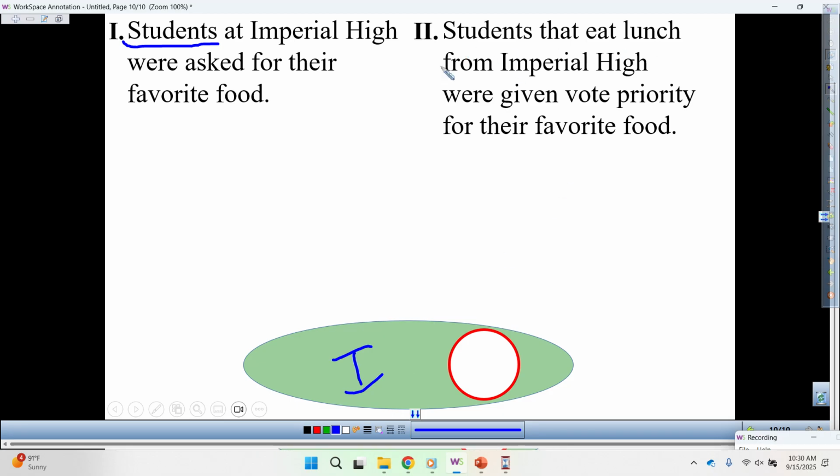So look at this one. Students that eat lunch from Imperial High School. Do all of you eat lunch here? No. Well, some of you bring your own. Somebody brings you something. So that means it does not include everybody, so that one goes right there. Is everybody getting there? Yeah? All right, let's go to another one.